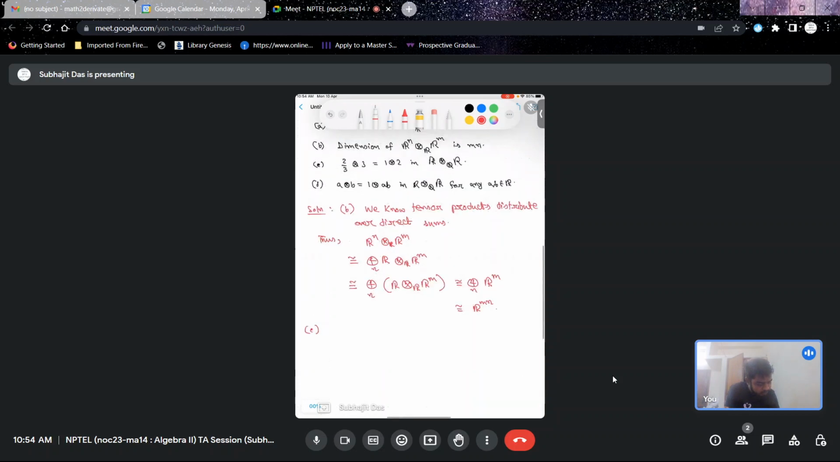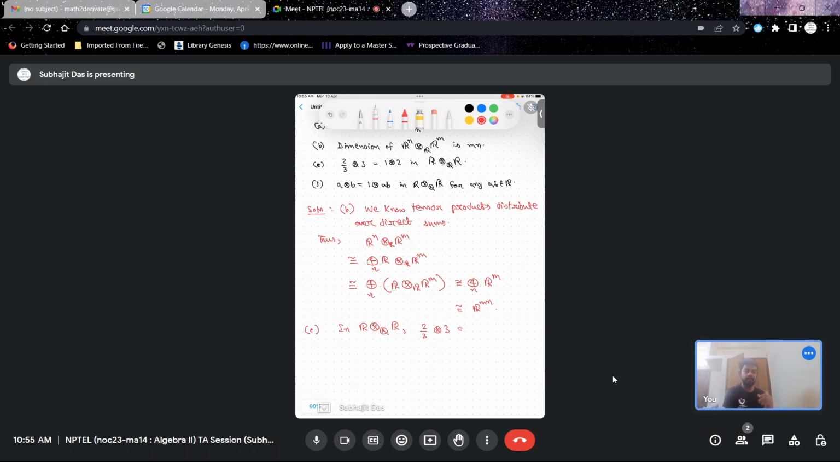C is saying that, inside R tensored over Q with R, 2/3 tensored with 3. Keep in mind that the tensor product is taken over Q, which means that you can switch scalars from one side to the other side.